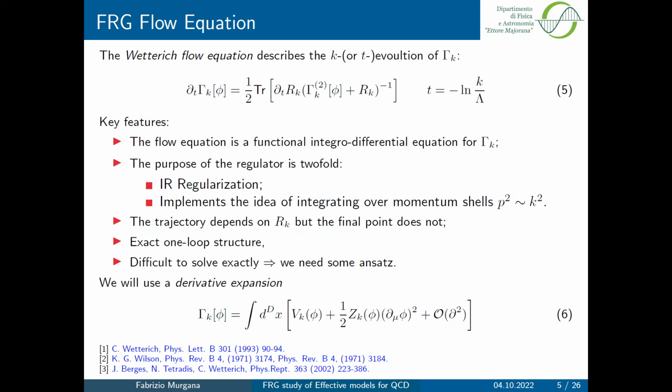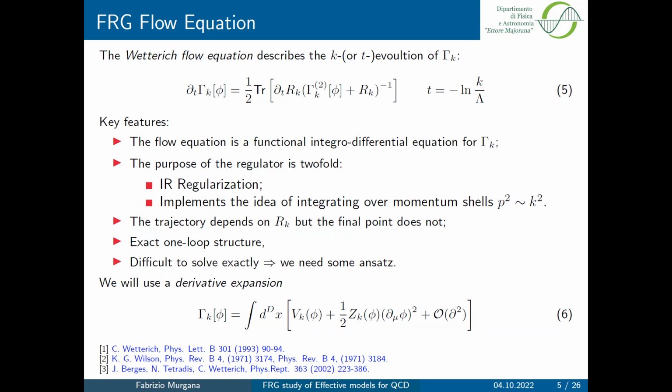And from the presence of the regulator in two places, so dtRk and Rk in the denominator, you see that the purpose is twofold. So we said the IR regularization before, and also usually dtRk is peaked around the momentum shell of order k squared, so p squared over k squared. So this means that it implements the idea of integrating in momentum shells.